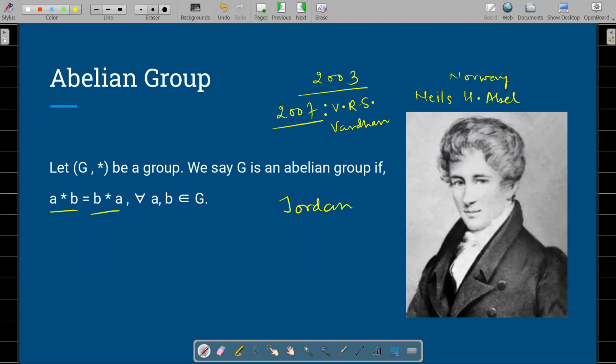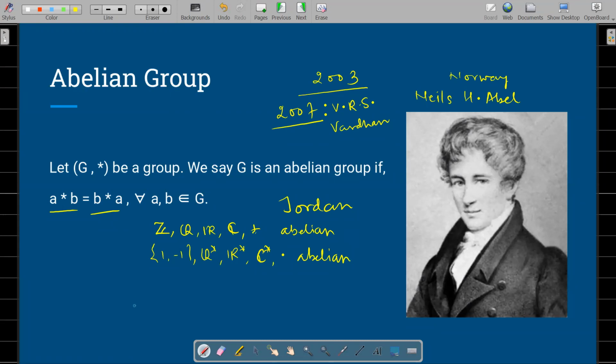So for example, what groups have we seen so far? Addition is commutative. So Z, Q, R, C under addition are all abelian. Also 1, minus 1, Q star, R star, C star under multiplication are all abelian. So we'll do some examples of non-abelian groups later.